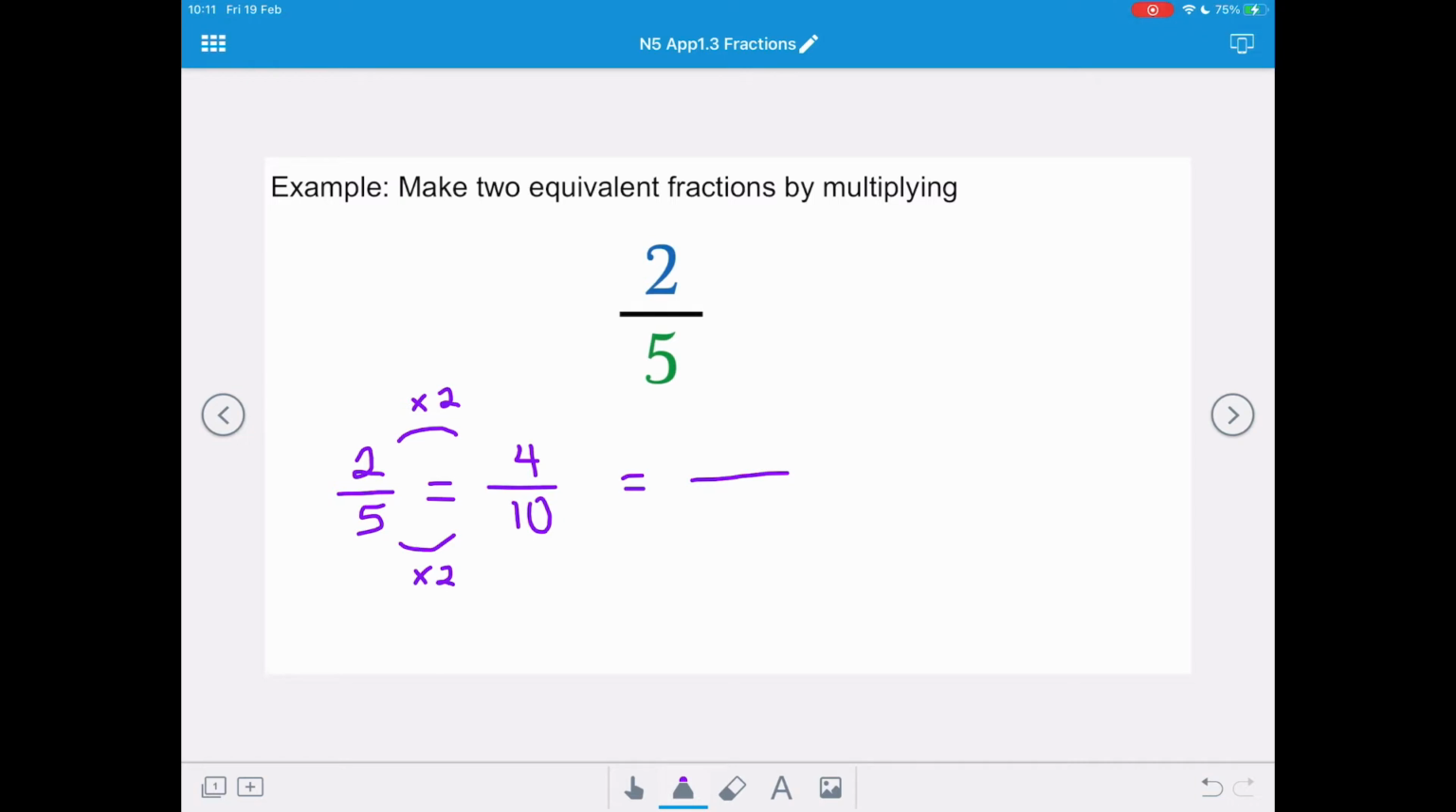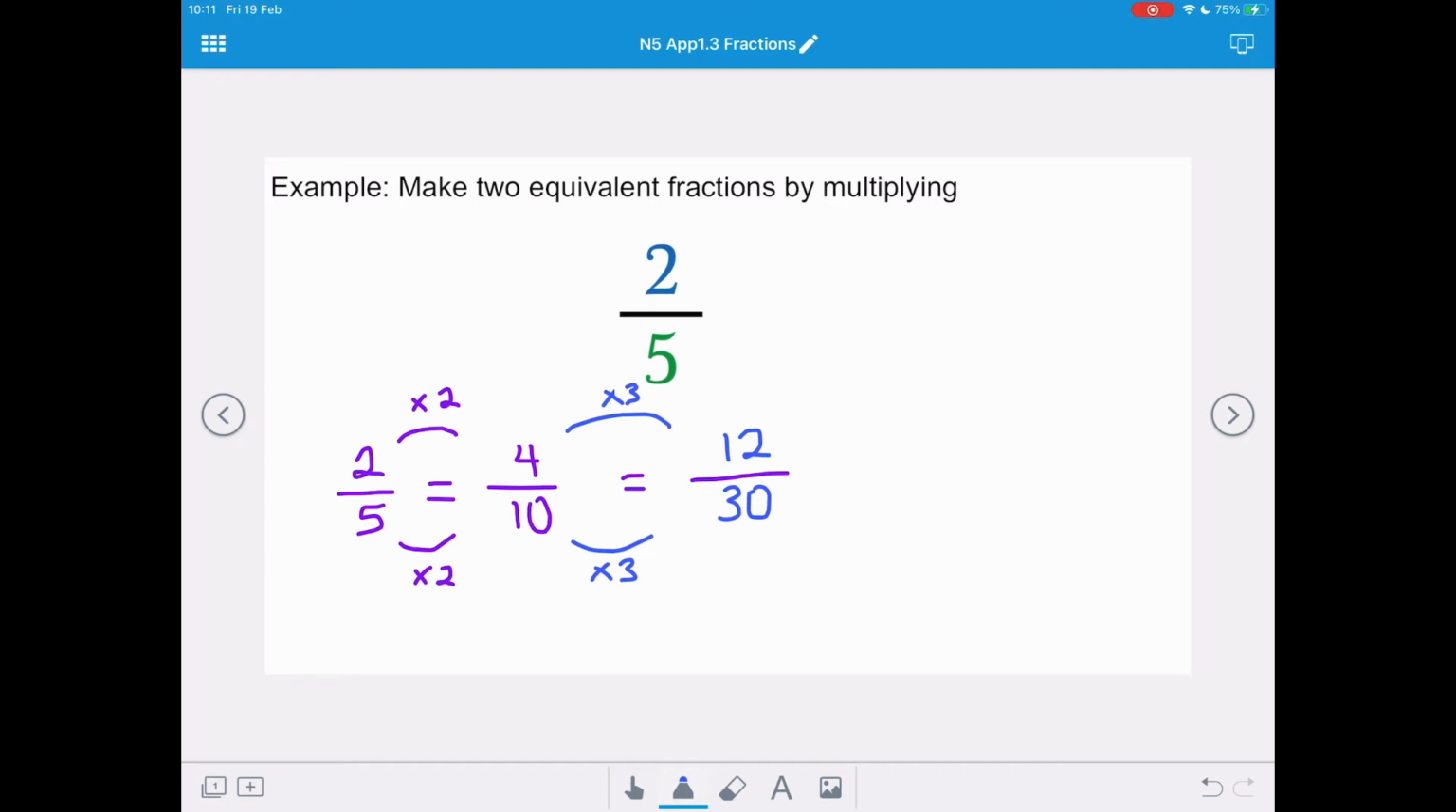Now we can take this fraction and multiply the top and the bottom by the same number to make another equivalent fraction. So this time we're going to multiply it by 3, and we need to multiply the bottom by 3. So 4 times 3 gives us 12 on the numerator, and 10 times 3 gives us 30 on the denominator. We could also have made this equivalent fraction by multiplying the top and the bottom of our original fraction by 6.